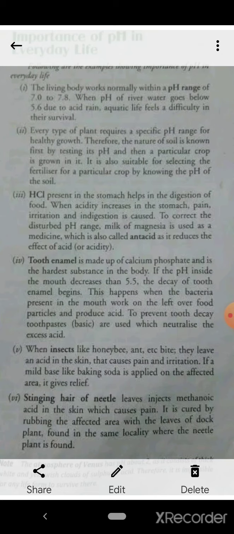These are some of the examples of the use of pH in our daily life.